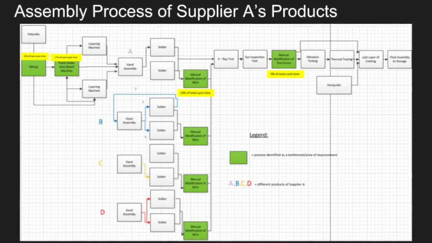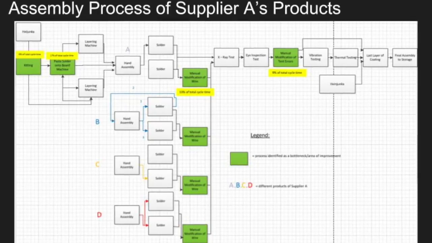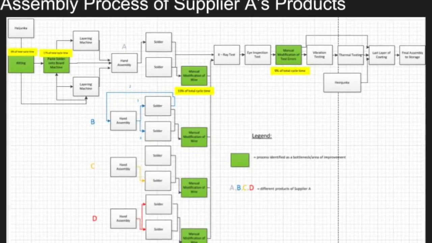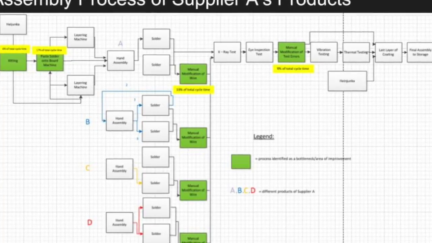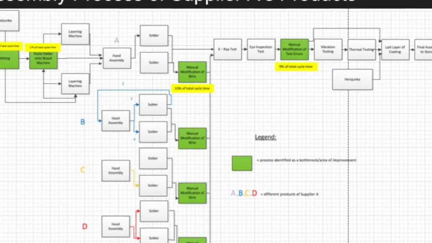This process flow map is the assembly process of Supplier A's different products. On the bottom right corner, there is a legend describing the symbols. The green symbols show the Kaizen bursts and areas of improvement identified within Supplier A's process, and the letters depict Supplier A's different products that go through the assembly process.